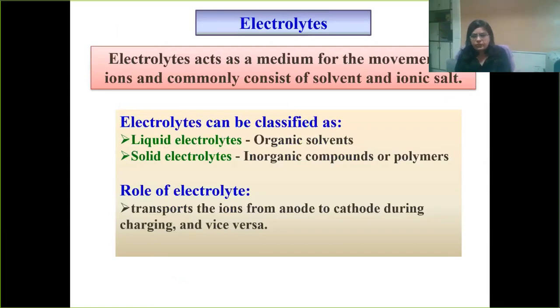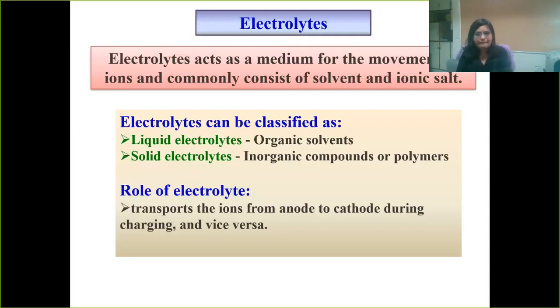So this was the brief introduction about polymer nanocomposites. Now I come to electrolytes. Electrolytes act as a medium for the movement of ions and commonly consist of a solvent and ionic salts. Two types of electrolytes are famous, liquid electrolytes and solid electrolytes. Nowadays, the main focus of researchers is on solid electrolytes. The role of the electrolyte in lithium ion batteries is to transport the ions from anode to cathode during charging and vice versa.